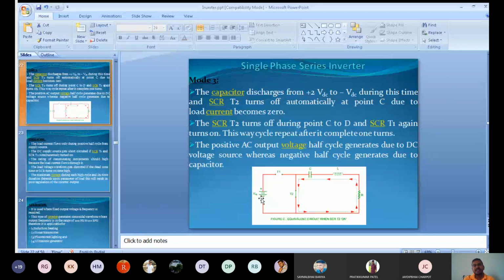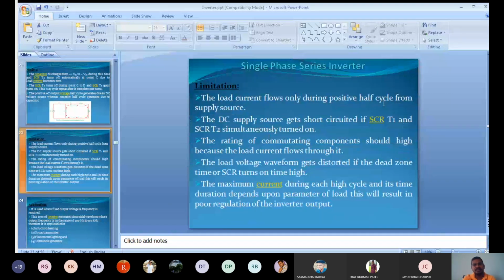The DC supply source gets short circuited if SCR T1 and T2 are simultaneously turned on. Okay, it will short circuit the source when T1 and T2 both are on simultaneously. The rating of commutating components should be high because the load current flows through it. Okay, another limitation is we have to keep the rating of commutating components high because load current will flow through it.